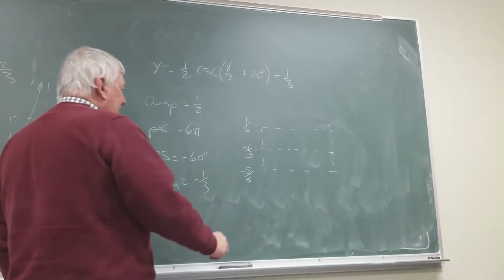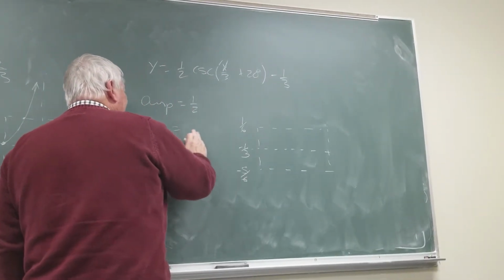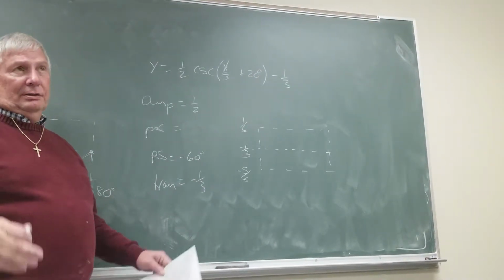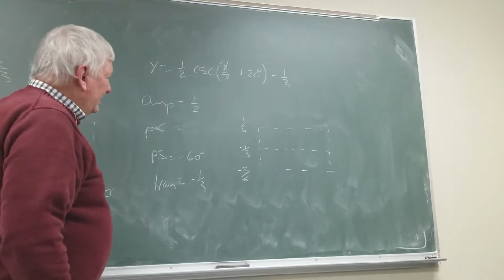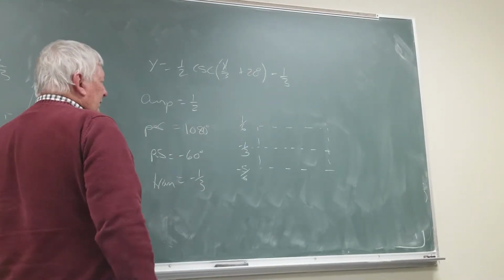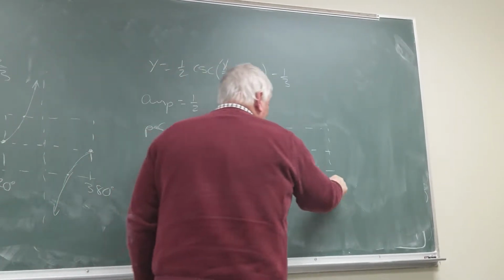Left-hand side is negative 60. Oh, this is in degrees. Let me change this. 360 divided by 1/3 is 1080. 1080 minus 60 leaves 1020.